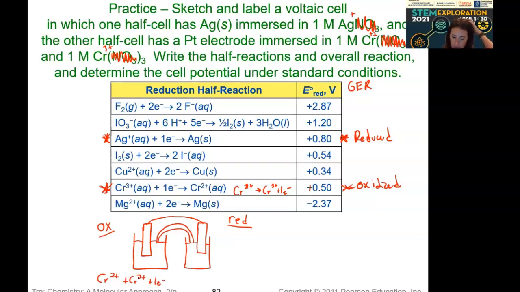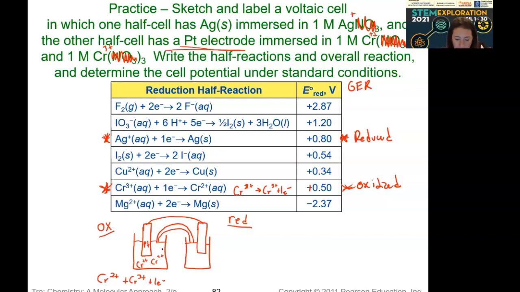I know this is kind of small. Okay. All right. So our anode is platinum, right? Because it said it was a platinum electrode. And in here is Cr2 plus and Cr3 plus. Both of them are in there, okay?